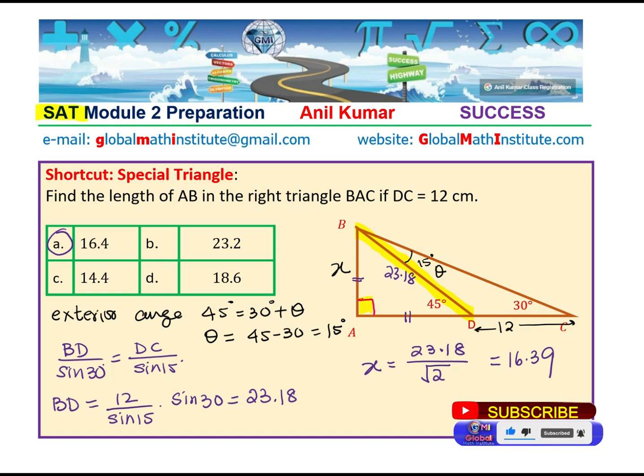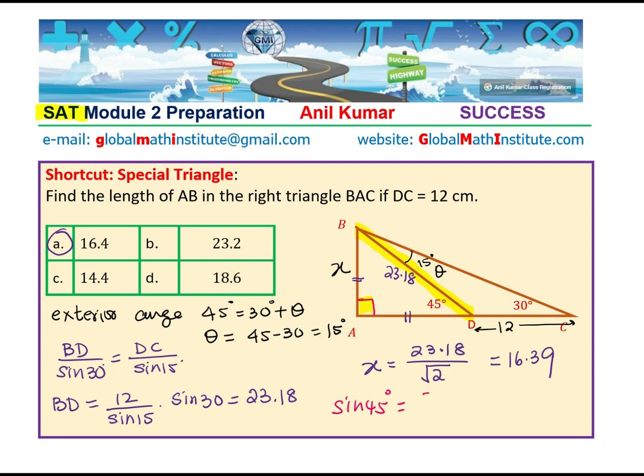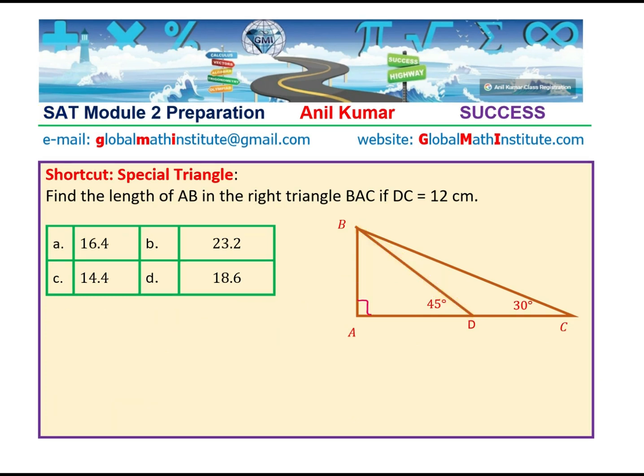Some students may take longer here, saying that sine 45 is equal to x over 23.18, and then find x. You get the idea, right? So from here, you'll get x equals 23.18 times sine 45, which is 1 over square root 2. So you get the same answer. But anyway, you see another strategy here. Now let us see how we can use the shortcut method to find the solution of such questions.